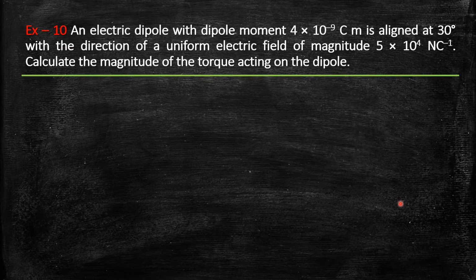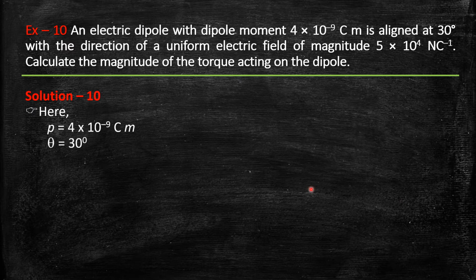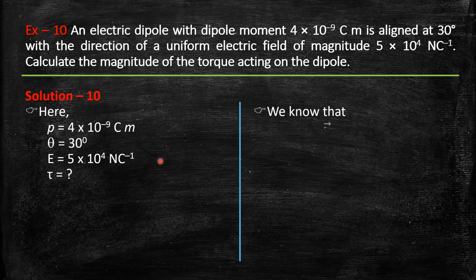So what we are given, dipole moment P is equal to 4 into 10 raised to minus 9 coulomb meter, and theta is 30 degree. Electric field is also given, 5 into 10 raised to 4 Newton per coulomb. What we are asked to find out? Torque. So what is the formula for torque? We know that torque is P cross E or else PE sine theta. If you want direction, take P cross E, but here we are given magnitude. So we will go for PE sine theta. Substitute values.